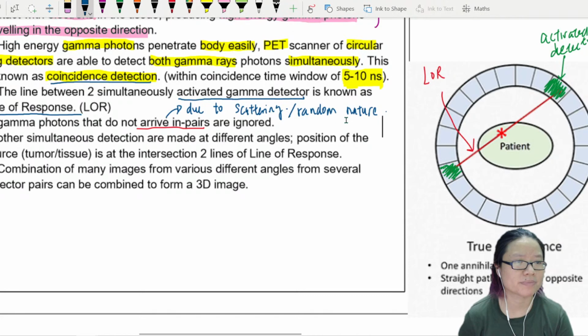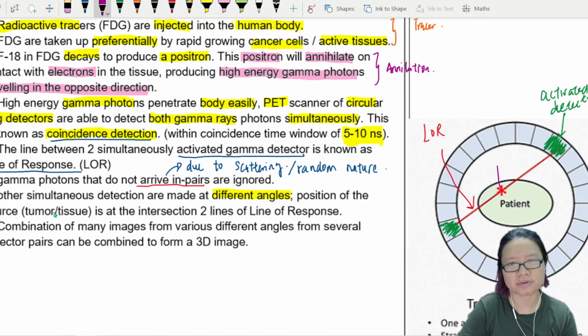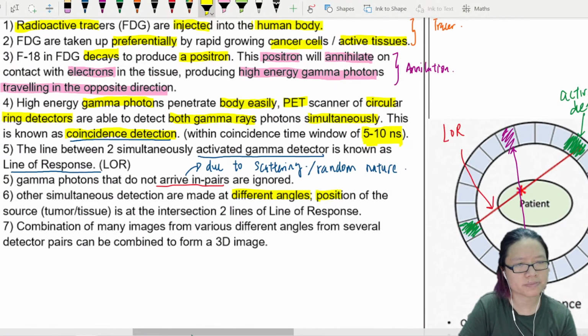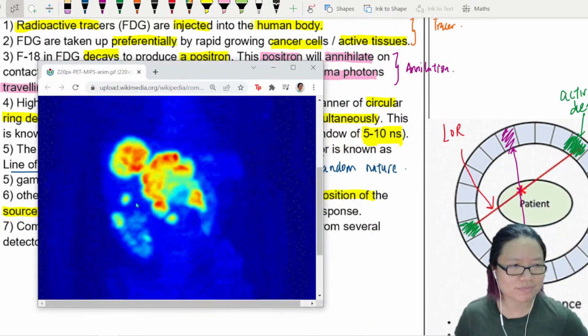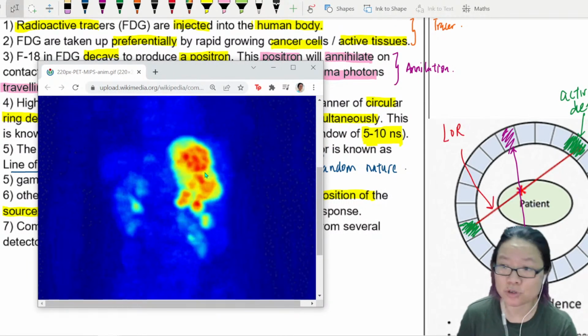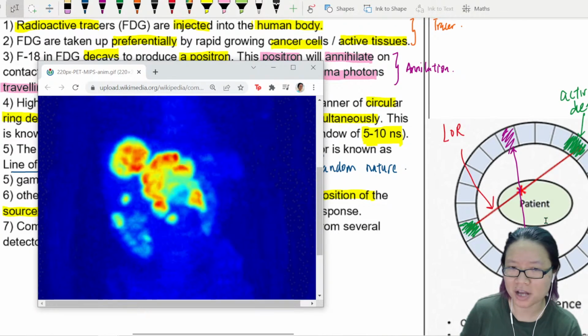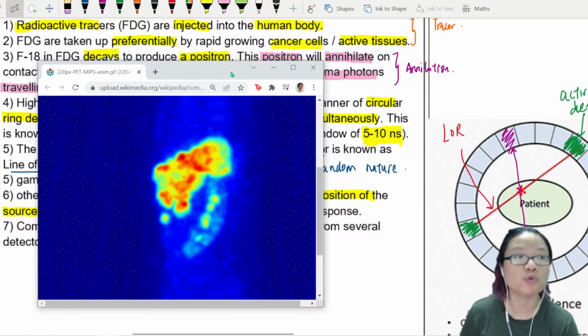So we are going to have other simultaneous detections made at different angles. Let's say now we ping in this direction, then after a while there's another simultaneous detection here and here, for example. So here is the intersection point. The position of the source is at the intersection of the two lines of response. What we are looking for is the radioactive source, which is the tumor or the tissue that absorbs your radioactive element. This cancer cell that absorbs all the tracer is the source of the reaction, and we want to find it. We ping in the opposite direction, draw a line, ping again, draw another line. The computer can accurately tell the position after multiple pings or multiple activations of the ring detectors.